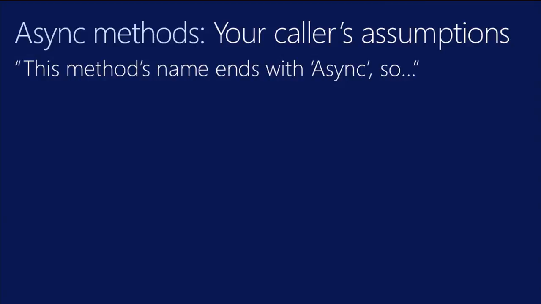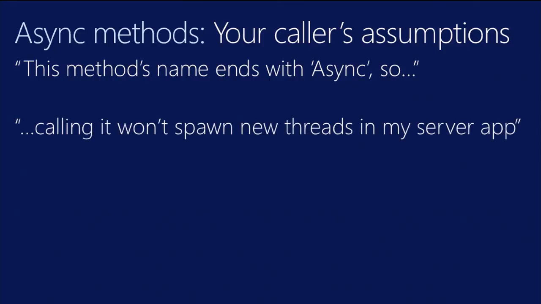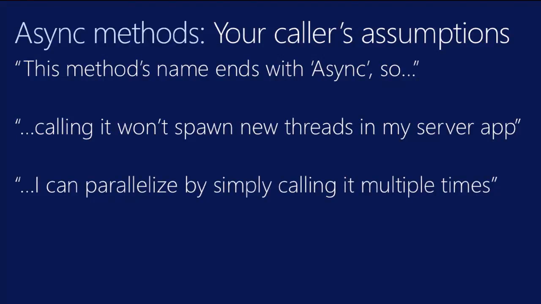So let's look at each of these in turn, right? So for async methods, what are the assumptions people are going to make? Some consumer is going to come up to your library. They're going to read a bit of your documentation, maybe, maybe not, look at the XML doc comments. And they're going to see, hey, here's a method. Its name ends with Async. So, well, maybe I'm in a server app. Well, I bet this method's not going to spawn off new threads, because I would spawn them myself if I wanted them. So I can trust this method to be a good citizen on my server and not kick off new threads. I also know that I can parallelize this.